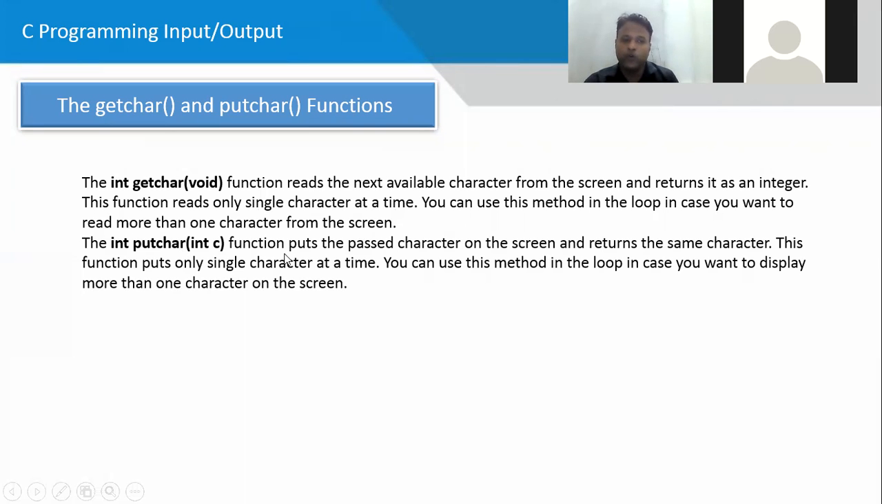The int putchar function is used to put a character on the screen and returns the same character. This function puts only a single character at a time. You can use this in a loop in case you want to display more than one character on the screen.